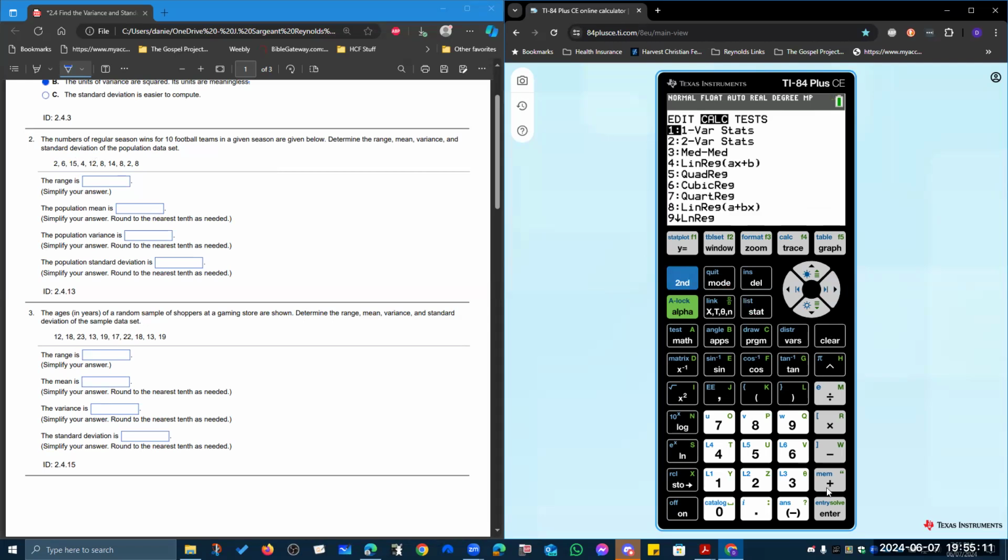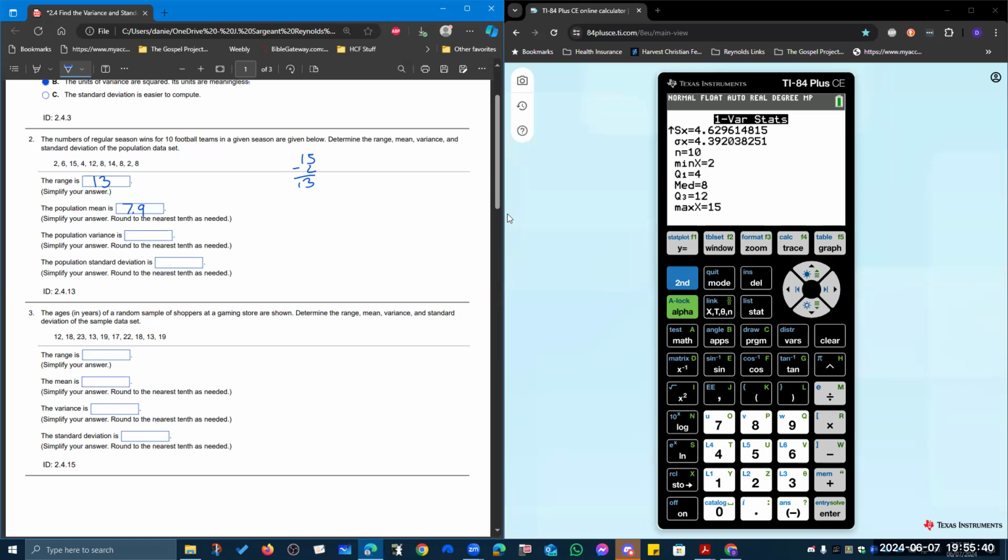Stat, calc, one variable statistics, L1. There's no difference here for what the mean would be. We're just going to call it mu instead of x bar. It's going to be 7.9. The range we're going to get from max minus min. We'll have to do that by hand. So 15 minus 2 is going to be 13.